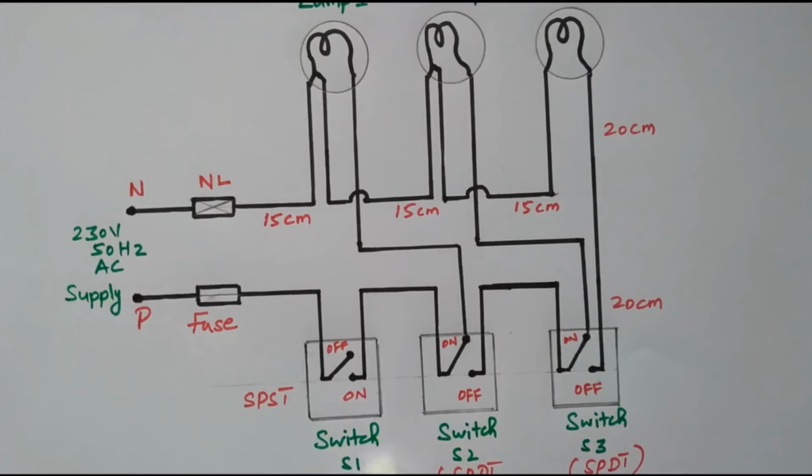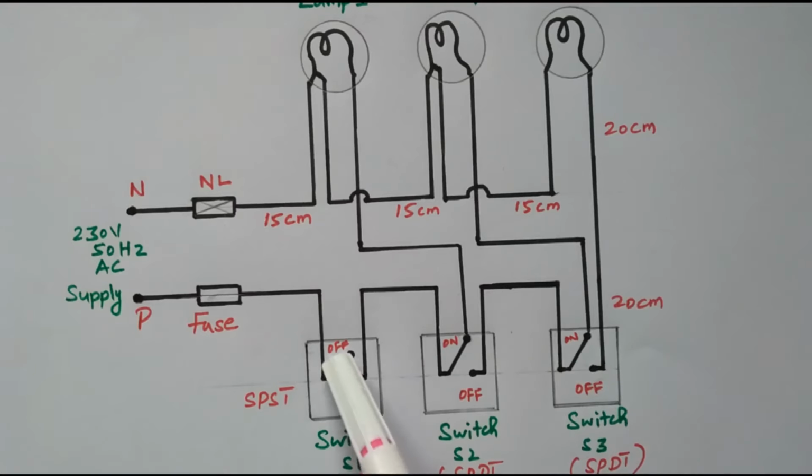The switch S1 is the main switch. If you turn on S1, only then can we operate the entire arrangement. If S1 is in off condition, these two switches will not work. We cannot operate the switches. If S1 is in on condition, we can go on to control S2 and S3. If S1 is in off condition, the entire circuit is disconnected, so we cannot do anything.